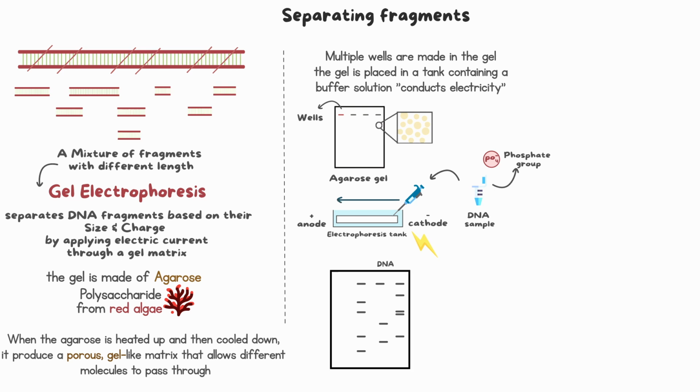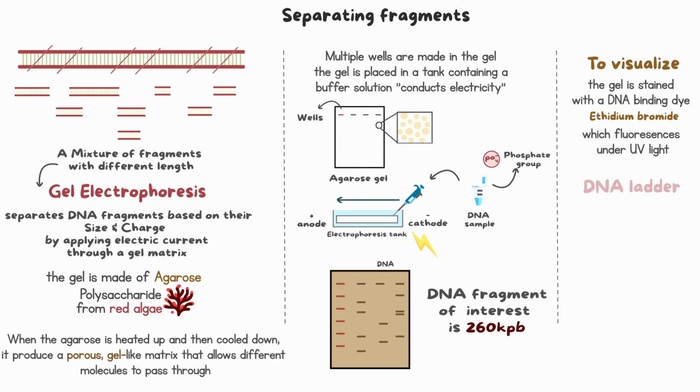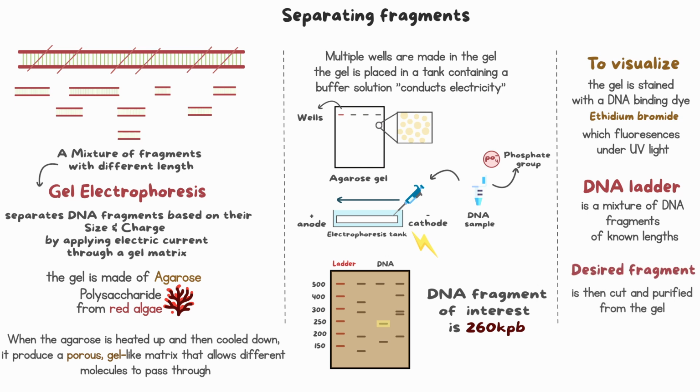Smaller DNA fragments travel faster and further through the gel, and to visualize the separated fragments, the gel is stained with a DNA binding dye such as ethidium bromide, which fluoresces under UV light. But how do we know the size of our fragments? We use a DNA ladder, which contains fragments of known length, and by comparing our samples to the ladder, we can identify the fragment containing the target gene. Once identified, the desired DNA band is carefully cut out and purified from the gel.